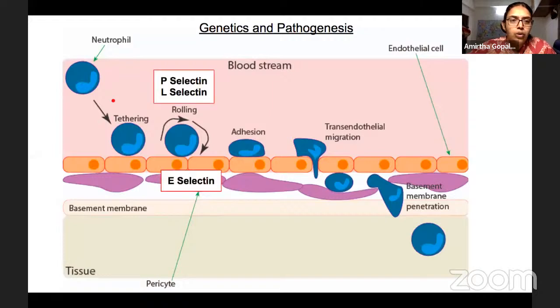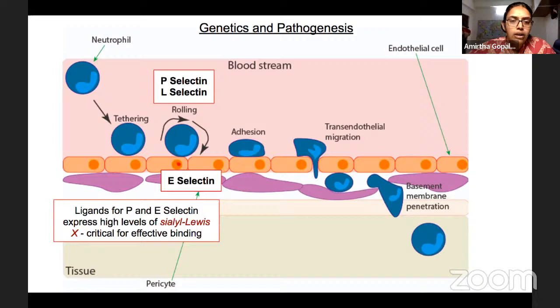So this is a series of orchestrated steps which happens, and this is known as neutrophil migration. The first step in neutrophil migration is a loose adherence of the neutrophil to the surface of the endothelium, a process known as tethering or rolling. This is mediated by molecules expressed on the surface of neutrophils called the P-selectin or the L-selectin, and similarly, the E-selectin is expressed on the surface of the endothelium. So the selectin molecules will bind to their ligands. These ligands actually express very high levels of a carbohydrate moiety called the sialyl Lewis X.